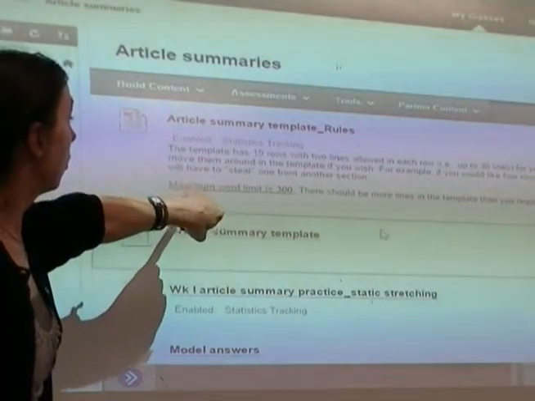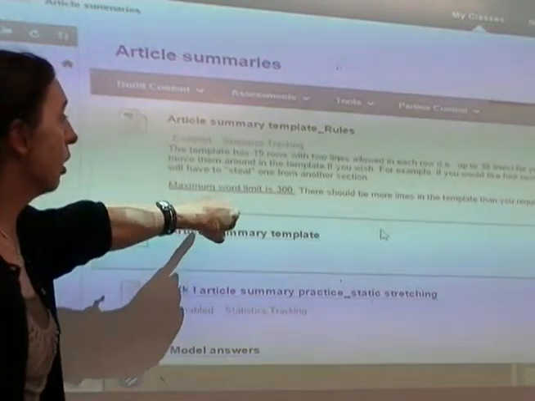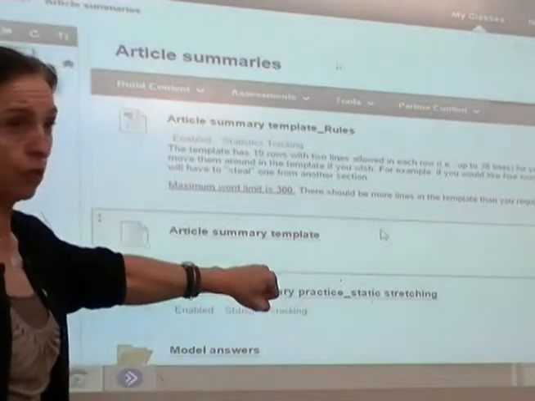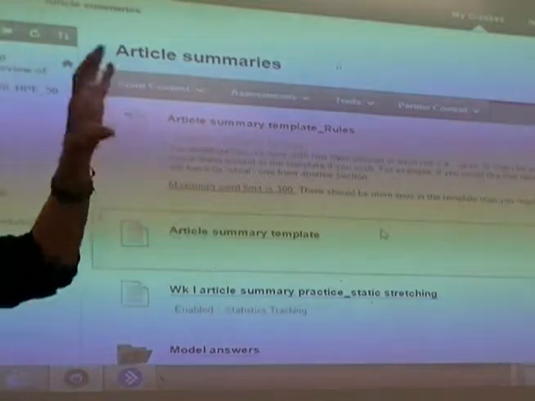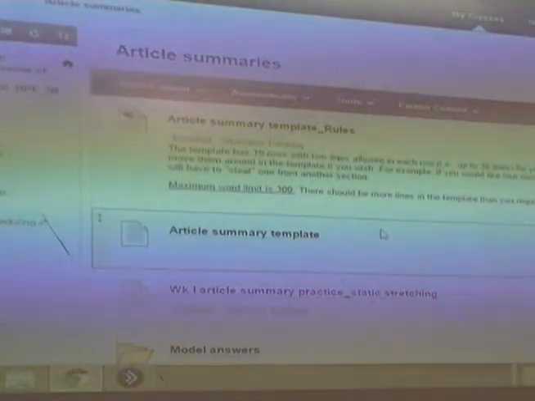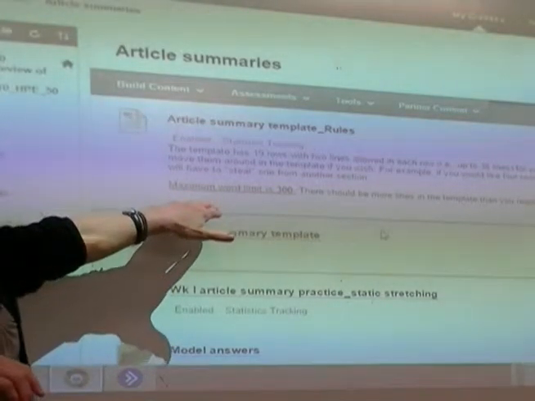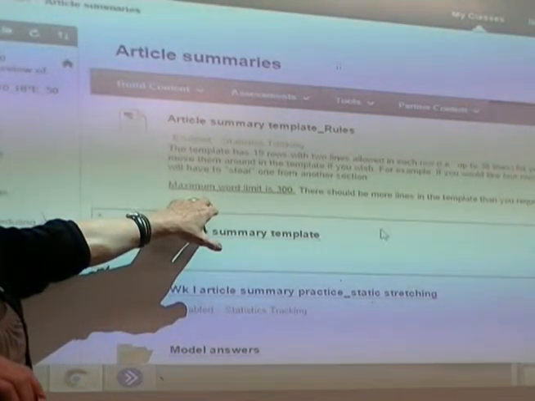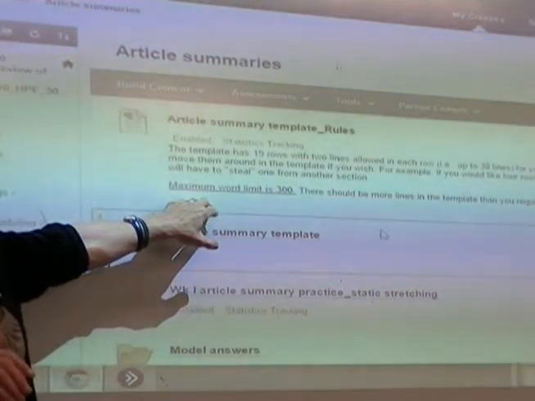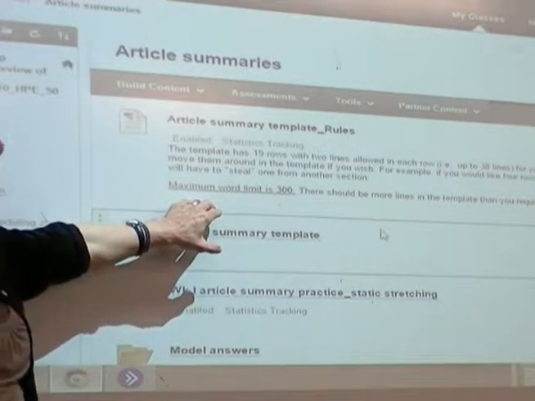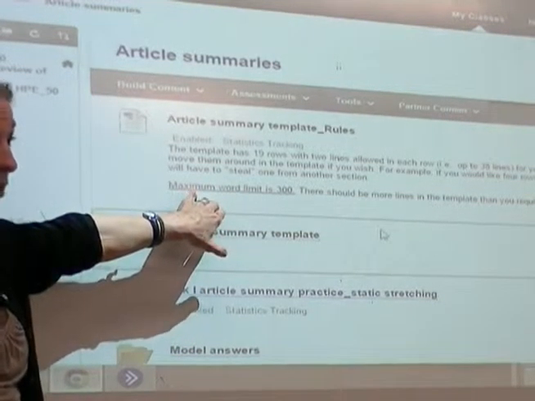So, also your maximum word limit is 300, not counting the reference. And that's generous, all right? So you guys are going to have to get that down into 300 words, but that's generous. Later in the semester, that's going to get tighter, okay?